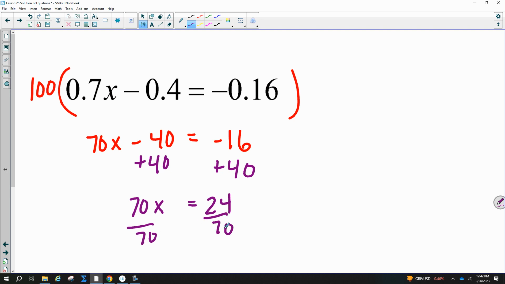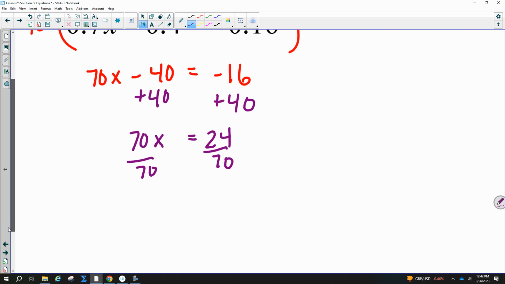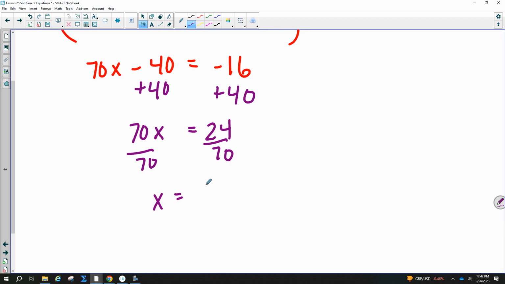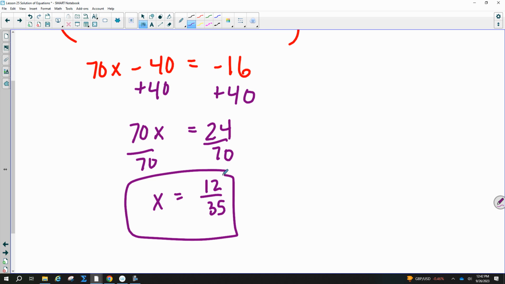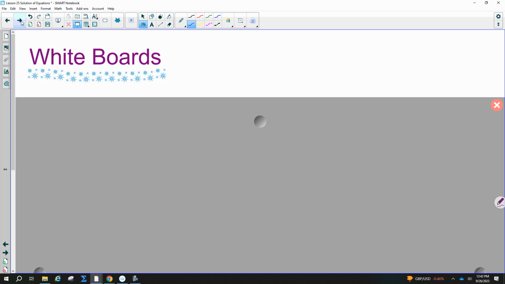Okay, that reduces at least to 12 over 35. Does that reduce anymore, you guys? Nope. All right, and you could put this in decimal form if you wanted to. I'm going to leave it like this as a fraction, okay? All right, let's try some whiteboards.